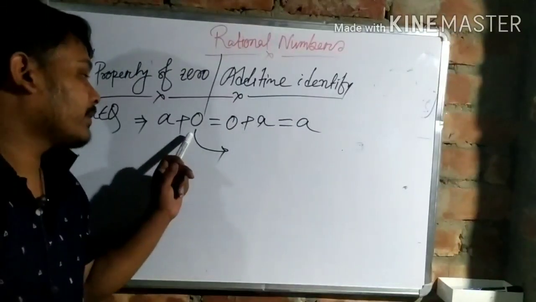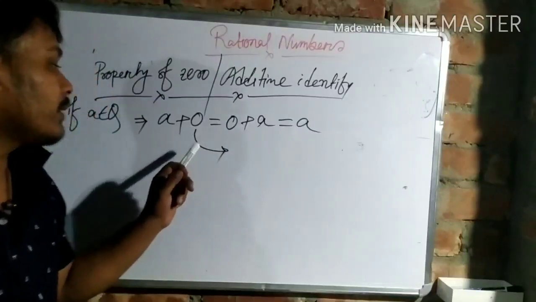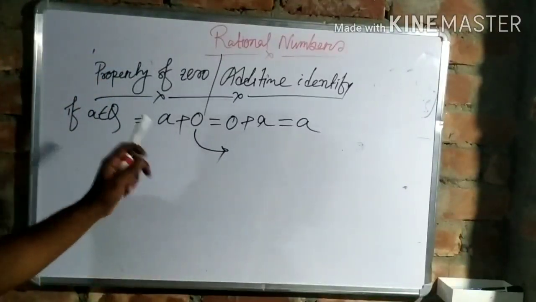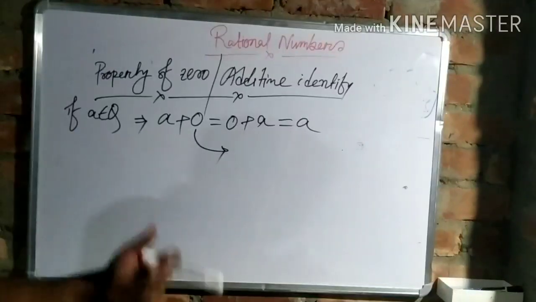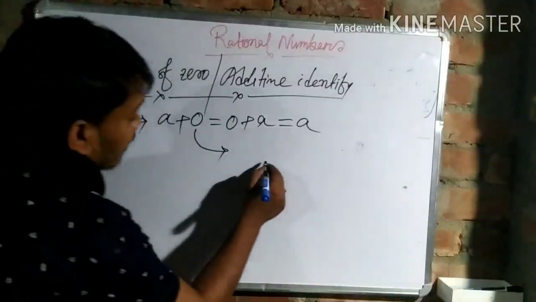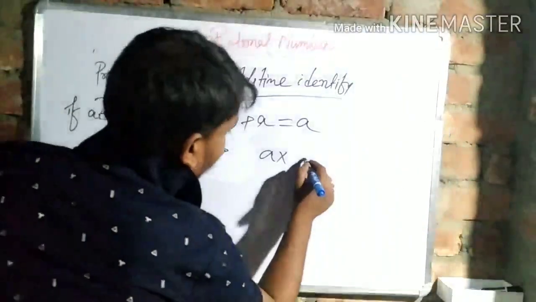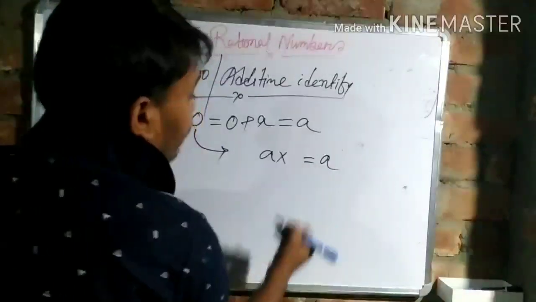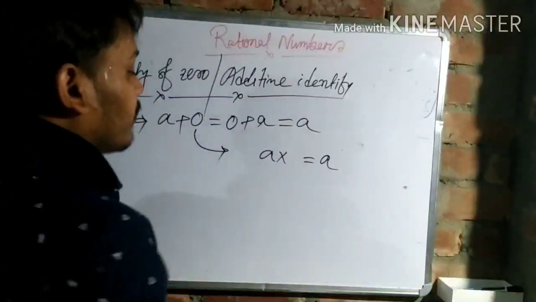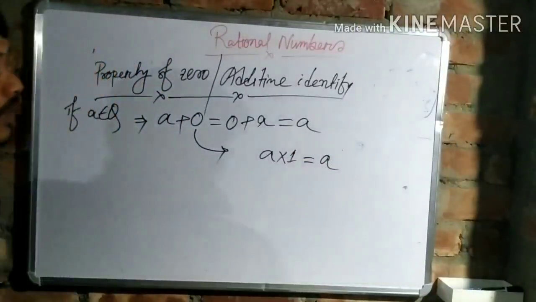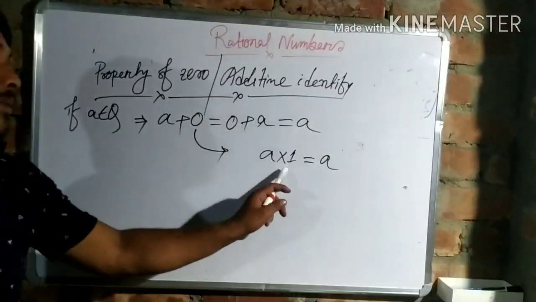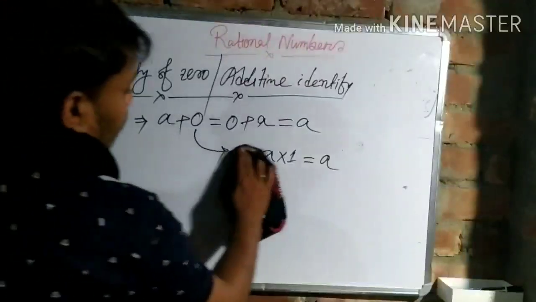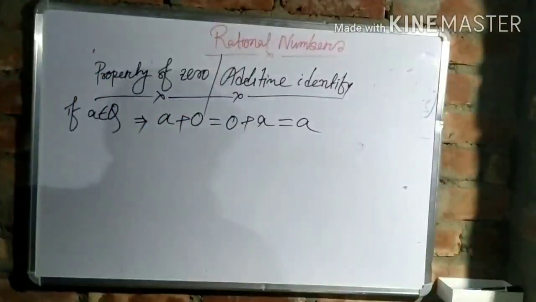If it is with respect to multiplication, then it is called multiplicative identity. So what is the multiplicative identity? What is the value we put here such that a into this value equals a? So 0 is additive identity, 1 is multiplicative identity. We will discuss multiplication later. Okay, today only addition and subtraction.